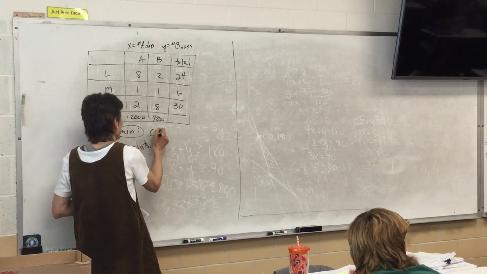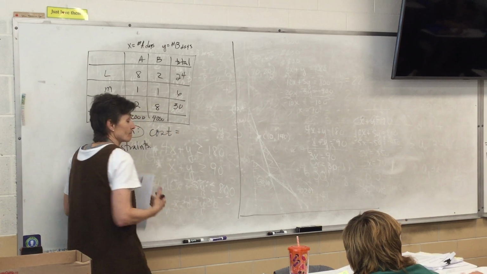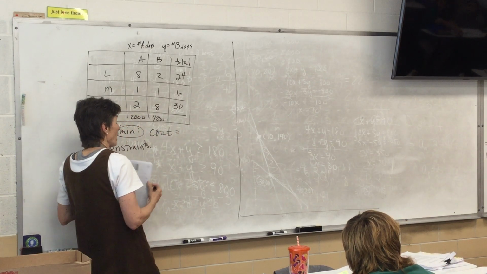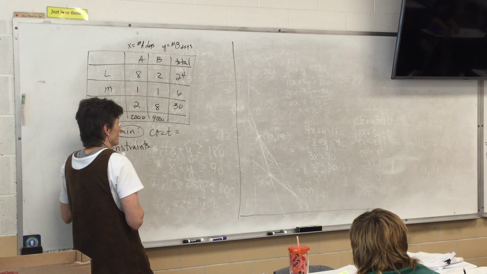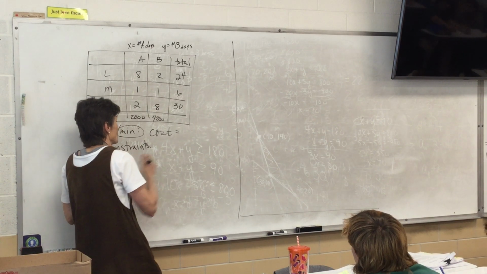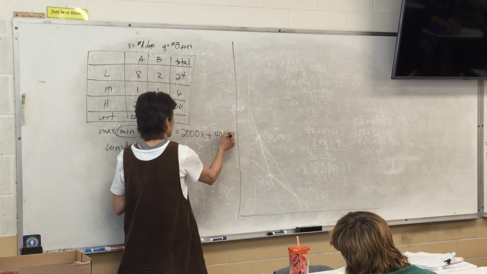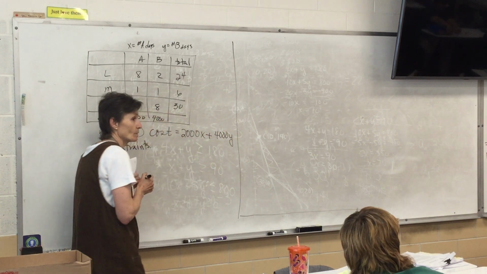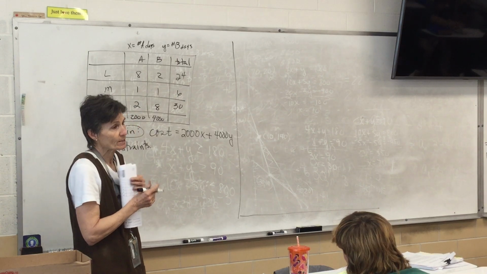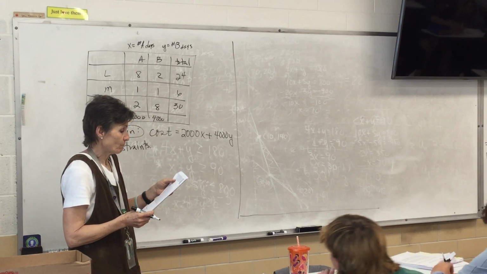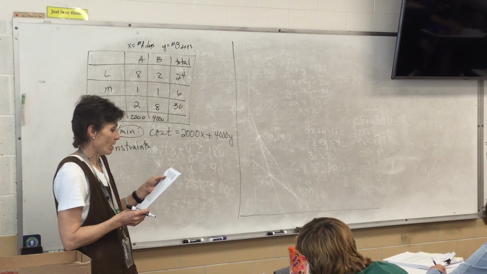I'm minimizing cost again, right? How am I going to calculate my cost? 2,000 X plus 4,000 Y. $2,000 for every X day and $4,000 for every Y day.